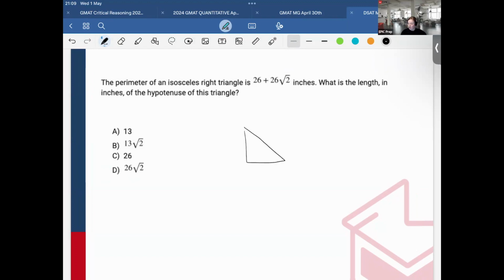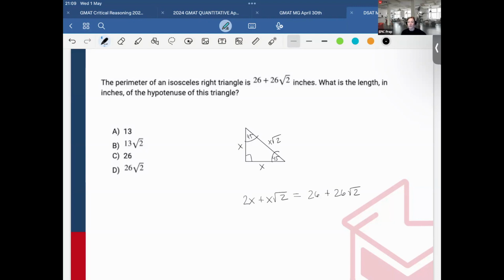Okay, so first things first, we need to know the 45, 45, 90 triangle. This is given to you on the reference sheet of the exam, but you should know it anyway. So it's x, x, x root 2. Okay, I'm told the perimeter, so I can sum these side proportions and get 2x plus x root 2 is equal to 26 plus 26 root 2.